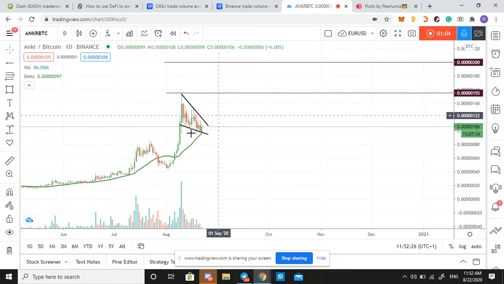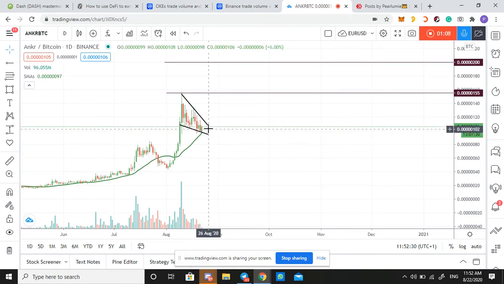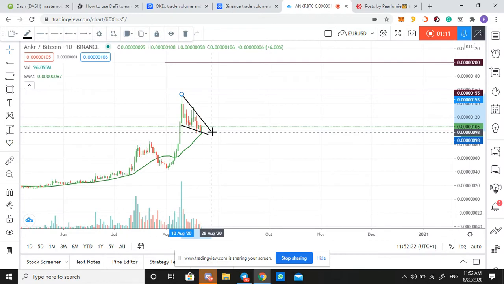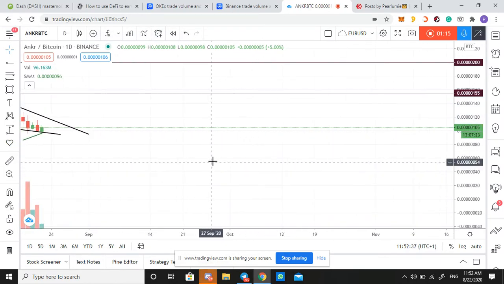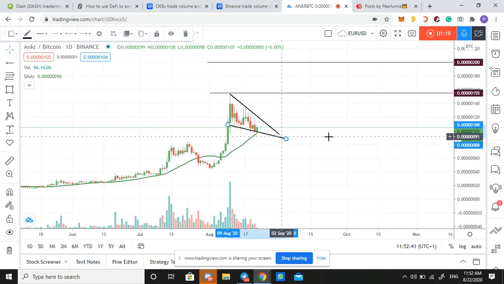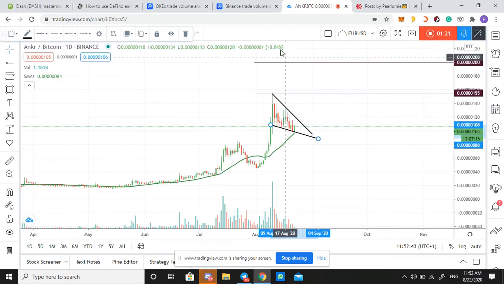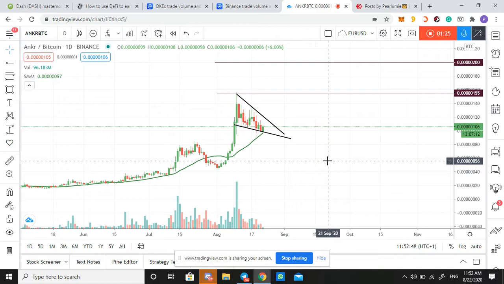a down sloping pennant. So whenever I see a down sloping pennant, I expect price to, of course, go up, because a pennant is a half staff pattern. It is usually in between an uptrend or a downtrend.